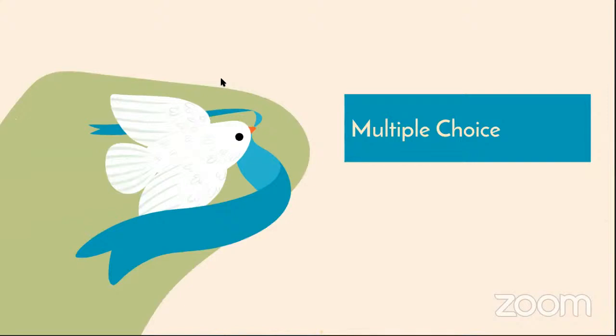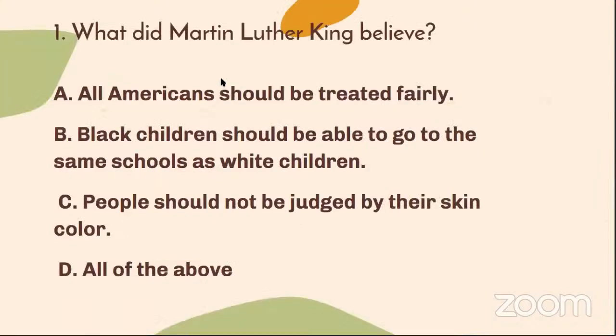Multiple choice. What did Martin Luther King believe? Was it A, all Americans should be treated fairly? B, Black children should be able to go to the same schools as white children? C, people should not be judged by their skin color? Or D, all the above? Write in the chat box A, B, C, or D.